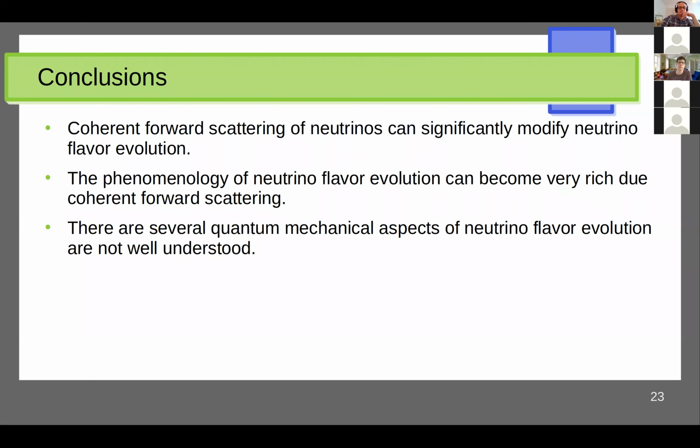No, finish up. So basically, what we've seen is that coherent forward scattering is very important as far as flavor evolution in astrophysical systems is concerned. The phenomenology associated with it is extremely rich. However, there are several subtle quantum mechanical aspects of neutrino flavor evolution in the presence of self-interactions that are poorly understood at this moment.